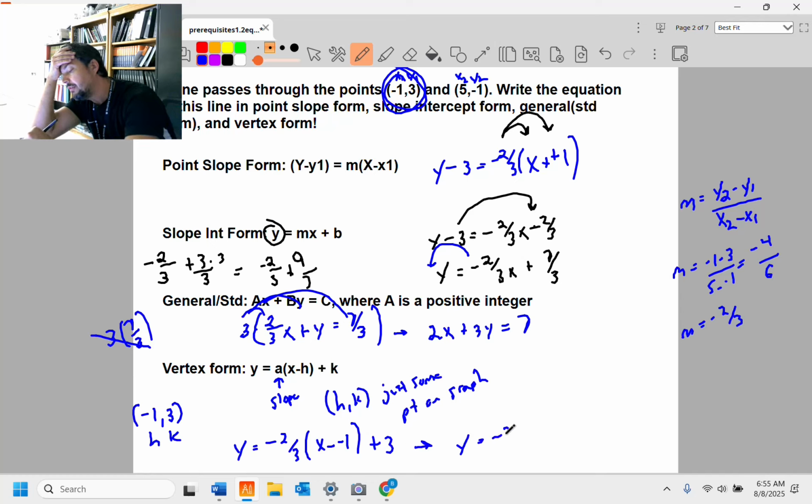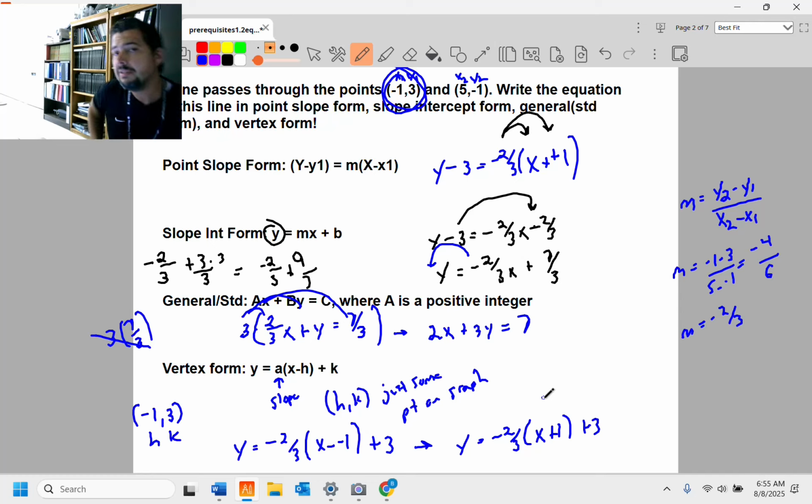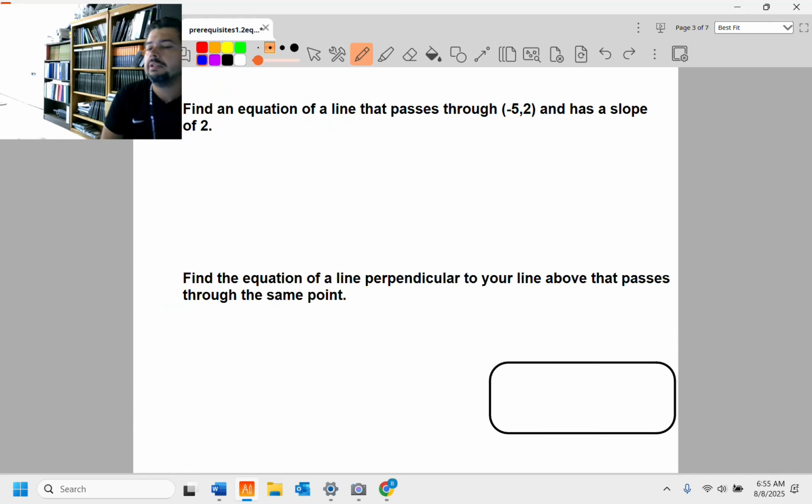Y equals negative 2/3, I lost my place there, x plus 1 plus 3. And notice how it looks a lot like point slope form. I'm a little at a loss as to why point slope form is actually still taught. I think we should probably in mathematics move straight over to just vertex form and be done with it. They're really the same thing.